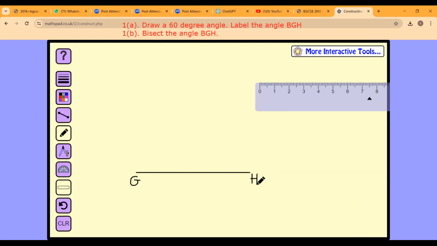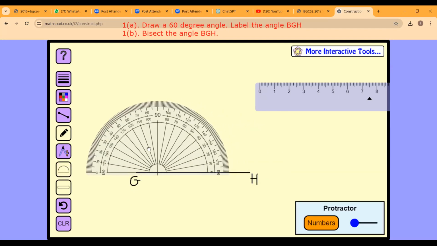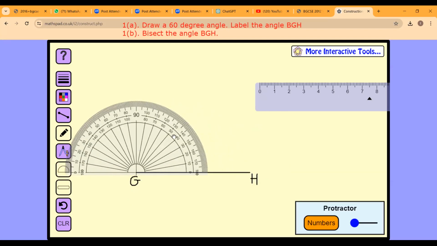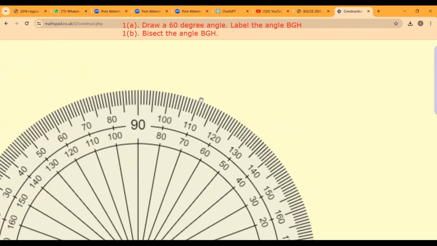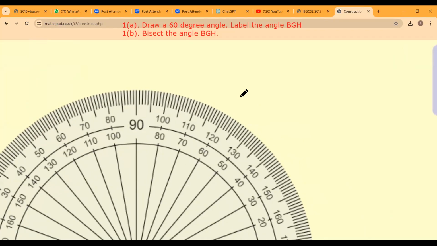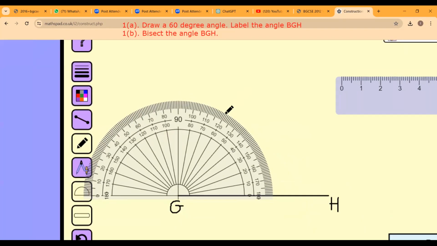Now we have to actually draw a 60-degree angle. So we're going to come here and we have to draw a 60. We don't have to construct it, they just want us to draw it. So that means I'm going to use 60 degrees. So 60 degrees is right here. We're going to just put this dot here to represent 60. So that dot represents 60 degrees.